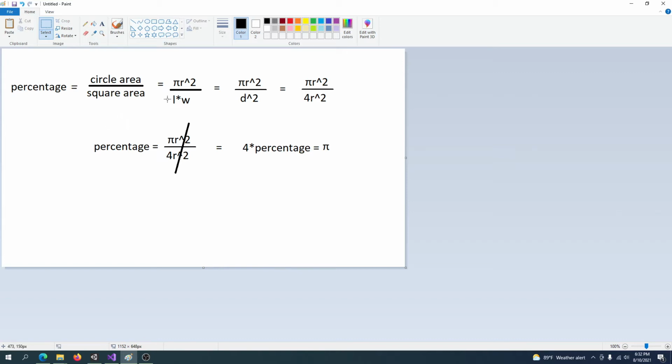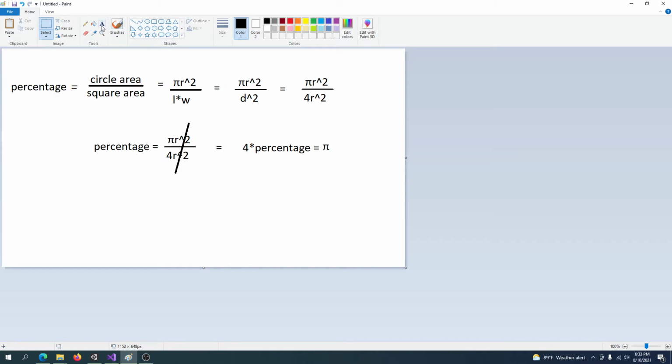The formula for the area of a circle is pi r squared. This is the most common form. The formula for the area of a square is the length times the width. Now, because the circle is inscribed in a square, the length and width of the square are both going to be equal to the diameter of the circle. In other words, length and width can both be replaced by diameter. So moving on to the next equation, if length and width are both d, then we multiply them together and we get d squared. So our equation now becomes pi r squared over d squared.